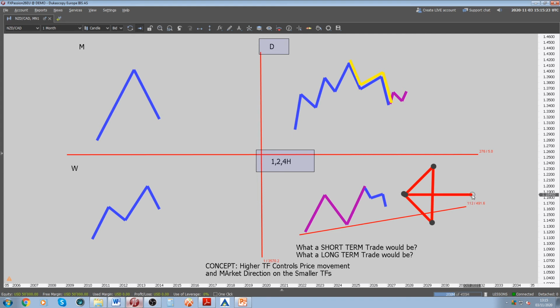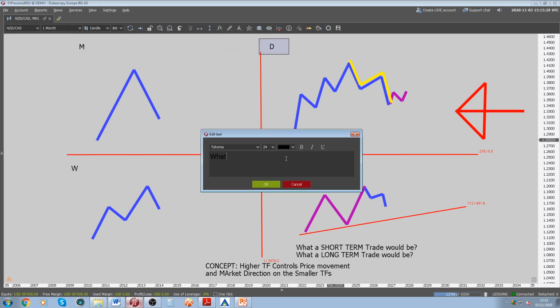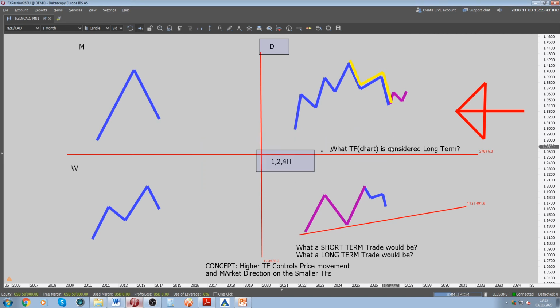Let's go step by step, right? So what chart is the long term? Question number one: what time frame or chart is considered long term? Easy question. What time frame or chart is considered long term? Tari, yes. We have confirmed the short-term trend on the 1 hour, 2 hour, 4 hour. Yes, sir. Everybody, what time frame or chart is considered long-term?